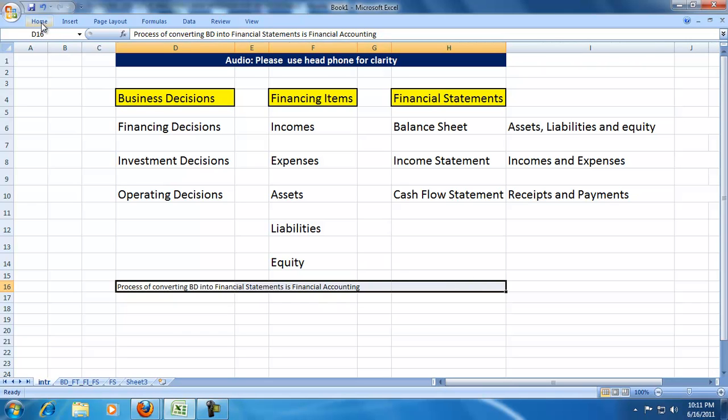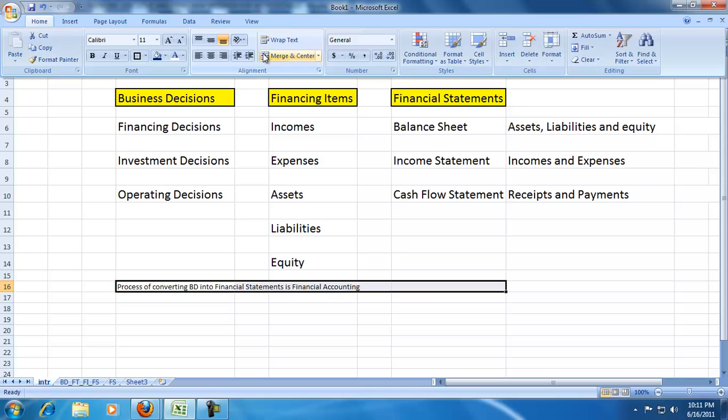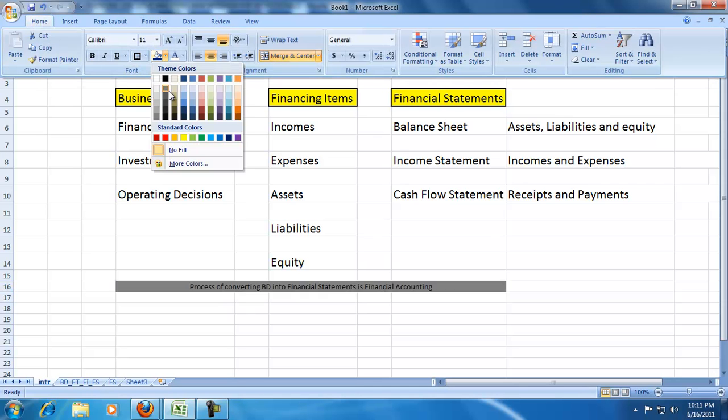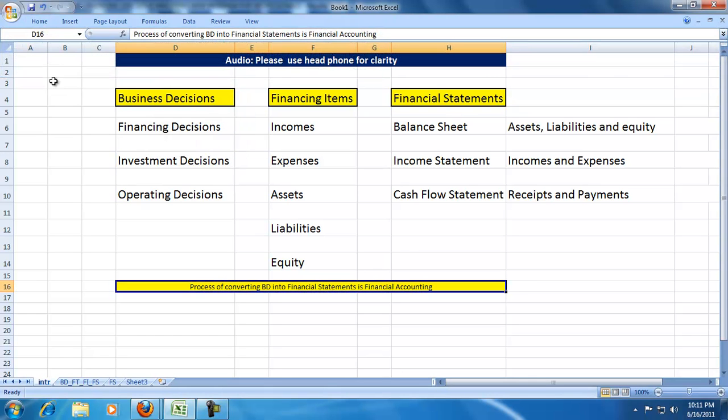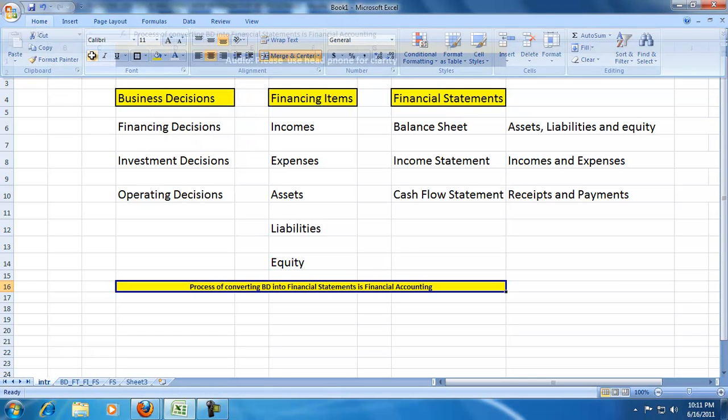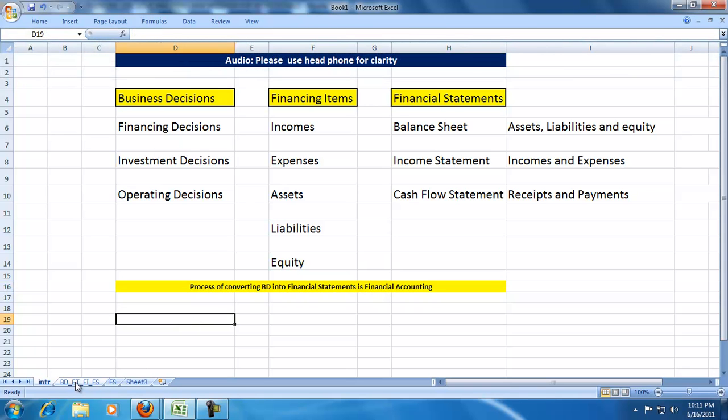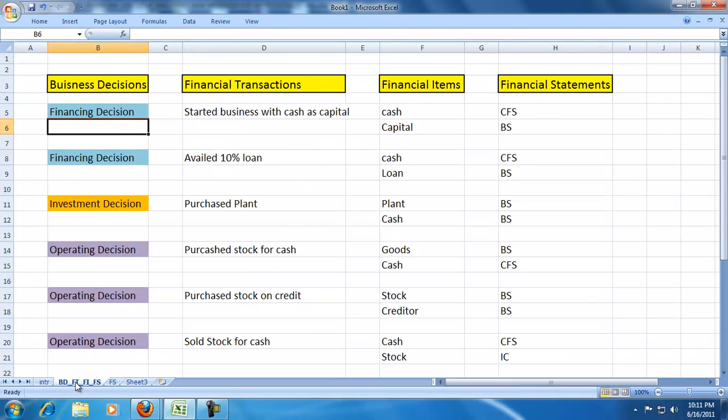But as we move along, we will see how this happens, and what is the process of converting these business decisions into the financial statements. So let us go to the next one. I have taken an example. Financing decision: suppose I'm starting business with capital, that is a financing decision. I've taken a loan, that is a financing decision.